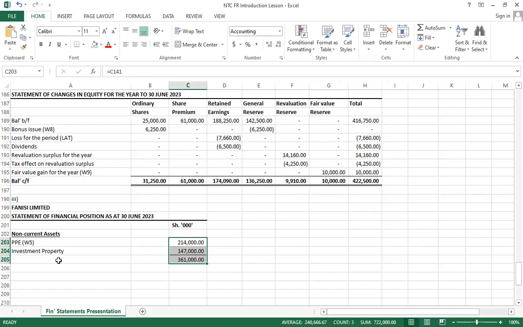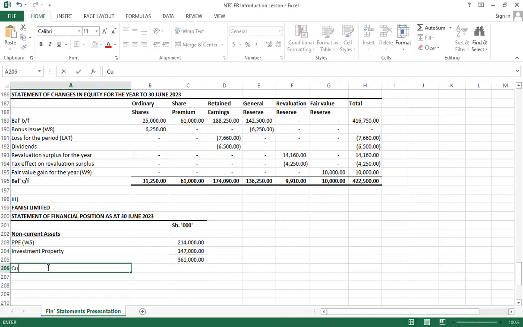Yeah, so next we proceed on to the current assets. For the current assets, which ones do we have? Starting with inventory, the closing stock. Now inventory was in working number 1.